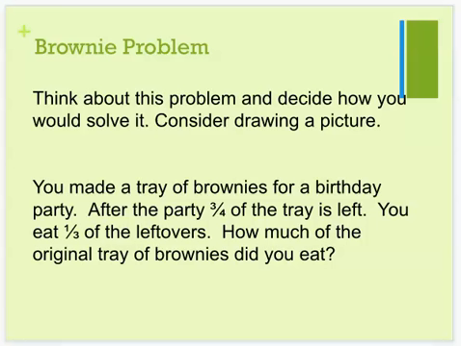So you made a tray of brownies for your birthday party. After the party, 3/4 of the tray is left. You eat 1/3 of the leftovers. How much of the original tray of brownies did you eat? So pause the video here, make sense of this problem, and see what your solution might be to this problem.